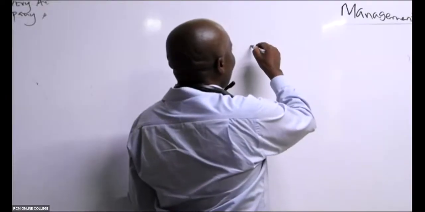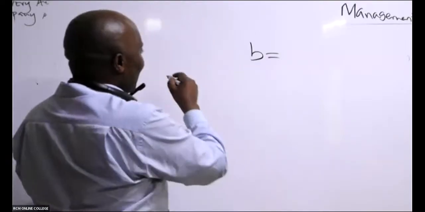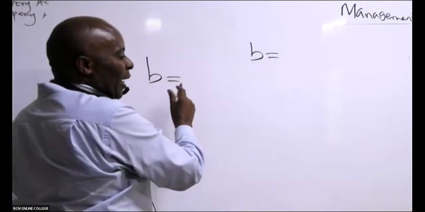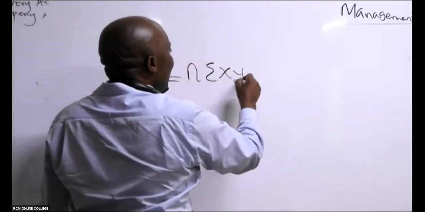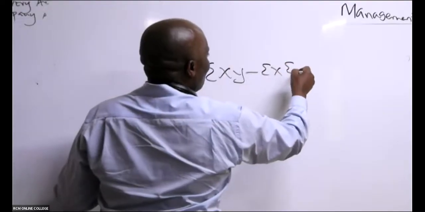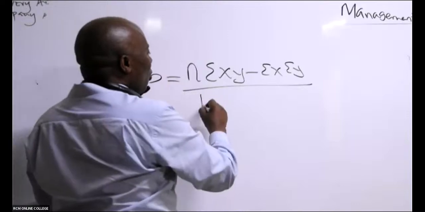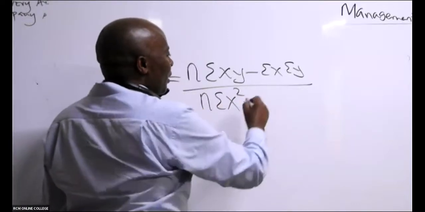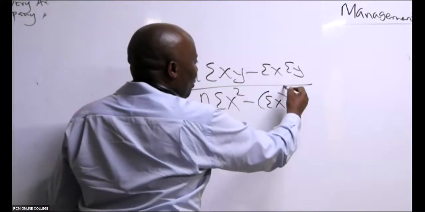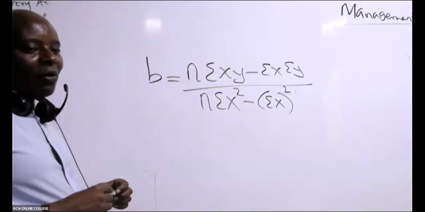So, ladies and gentlemen, we start with b. How do we get this b? Using regression analysis, to get this b, we normally take n summation of xy minus summation of x, summation of y, all over n summation of x squared minus bracket summation of x squared. That is how we get our b.